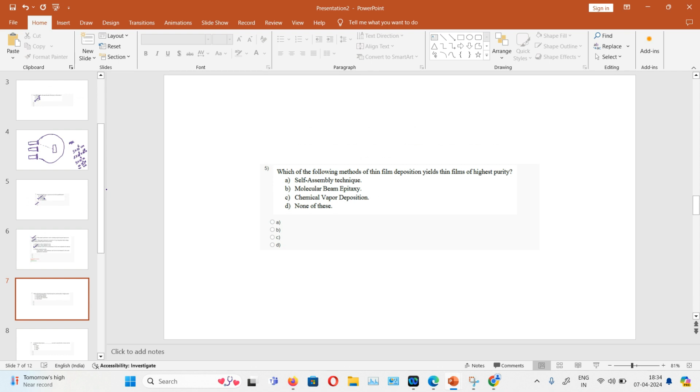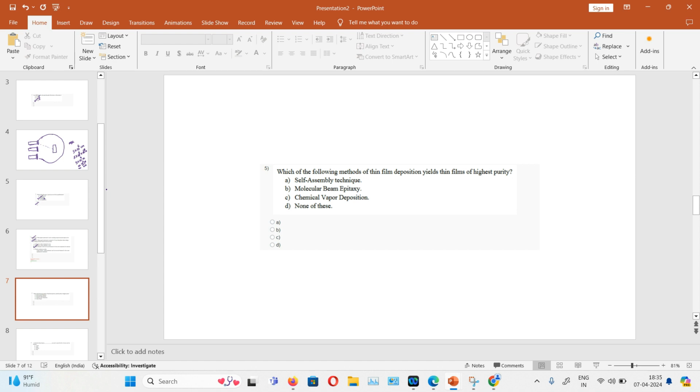Which of the following methods of thin film deposition yields thin films of highest purity? So the self-assembly techniques. In self-assembly techniques, we keep our substrate in some liquid or solvent, and the liquid gets evaporated, and the material to be coated gets coated on the substrate by itself. And there is molecular beam epitaxy, which we already discussed here.